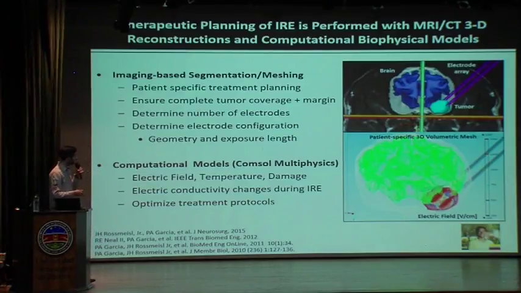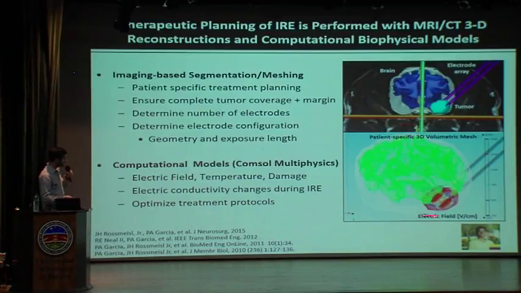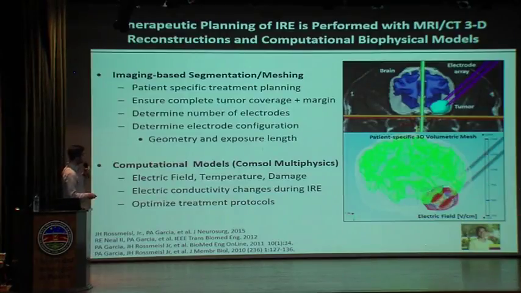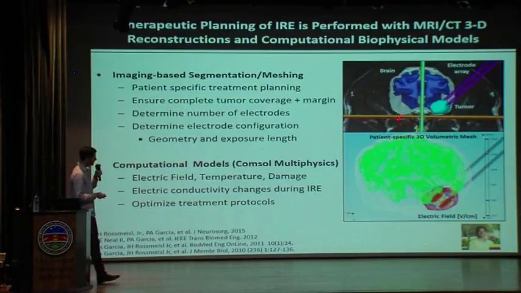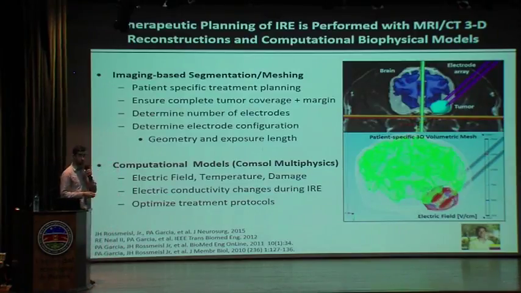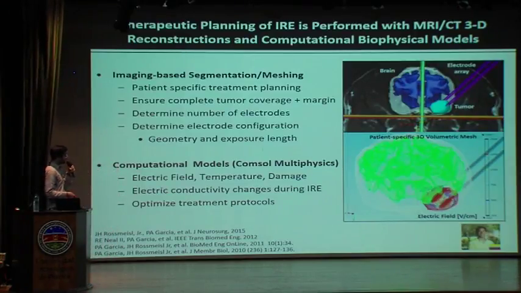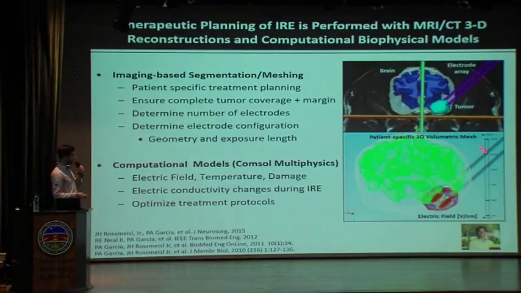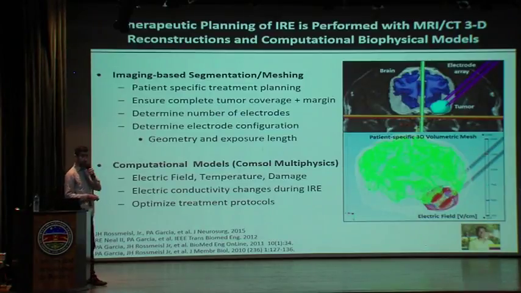Okay? So what you're seeing here is work done by Paulo for his PhD thesis. I'm just going to briefly discuss what he did here. The idea is to treat a brain tumor. This is a scan of a brain tumor in a dog, and the tumor is right here. What Paulo did is he created a computational model of the brain.